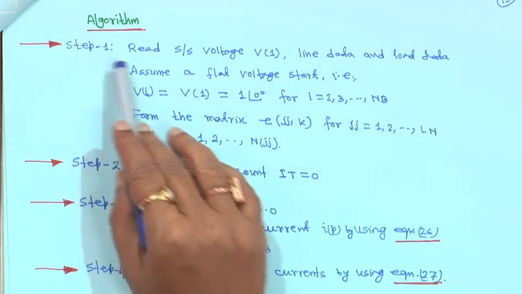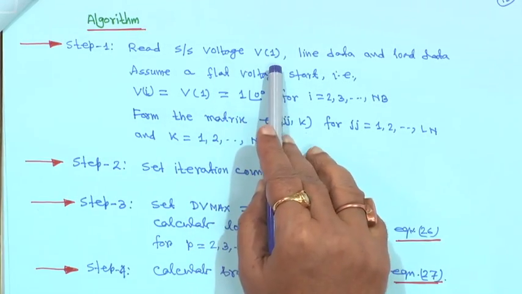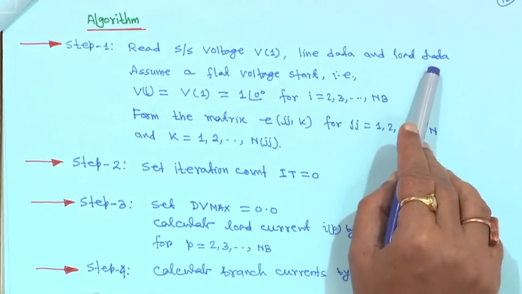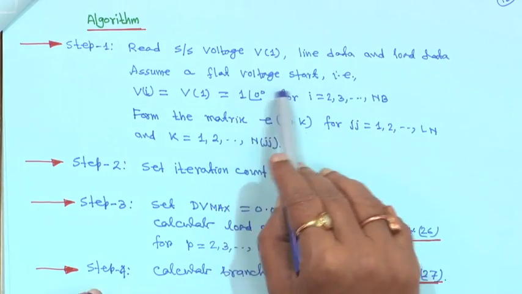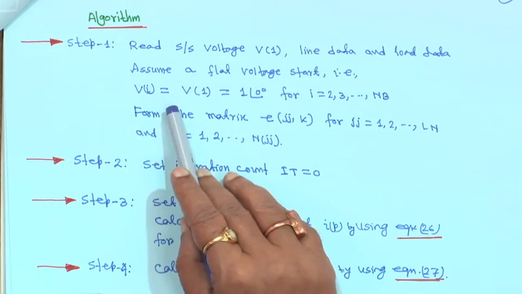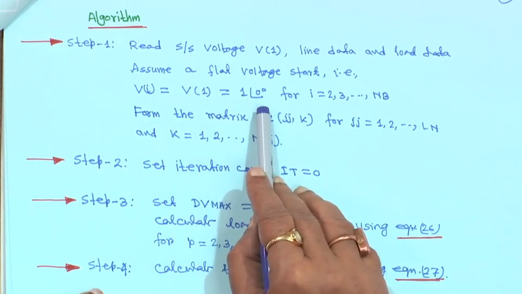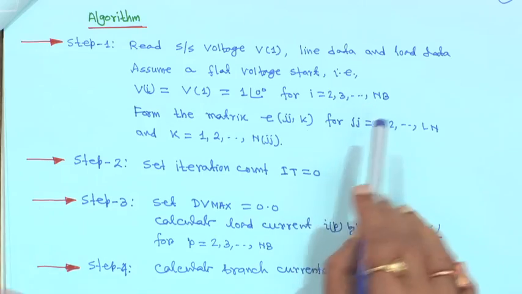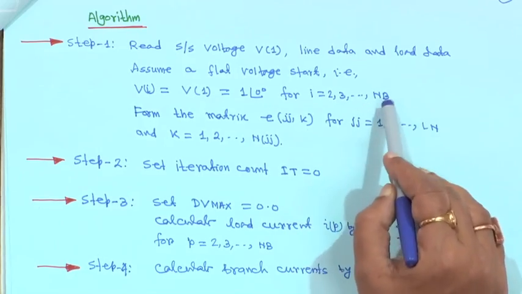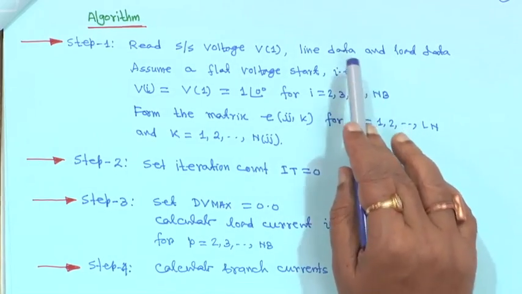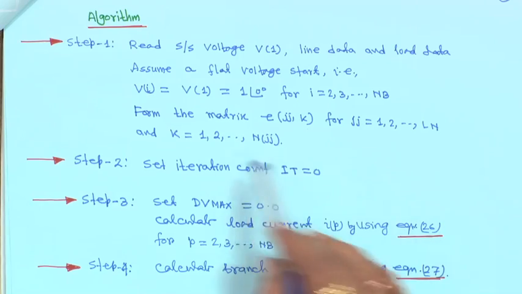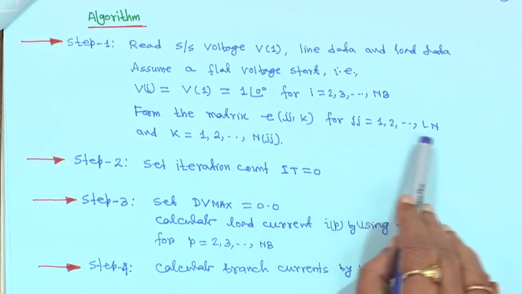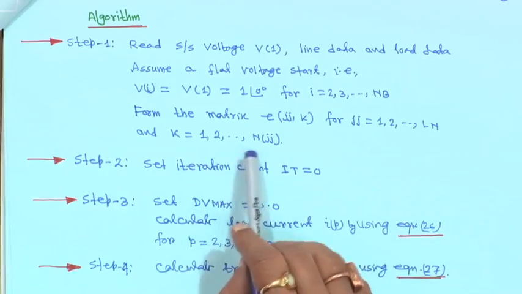So the algorithm is, first in step 1, read the substation voltage, that is V1, the line data, that is R and X values, and the load data, that is PL and QL, right. Assume a flat voltage start, that is Vi is equal to V1 is equal to 1 angle 0, say for i is equal to 2, 3, up to NB, the total number of nodes, right. This is the substation voltage, line data means nodes, branch, everything will come here in the line data, right. Now, from the matrix you form the matrix E JJ K for JJ is equal to 1 to Ln and then K is equal to 1 to NJ.